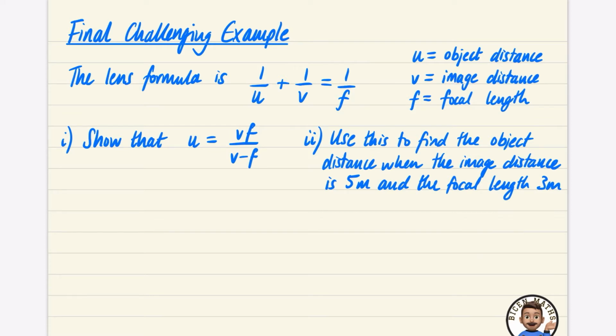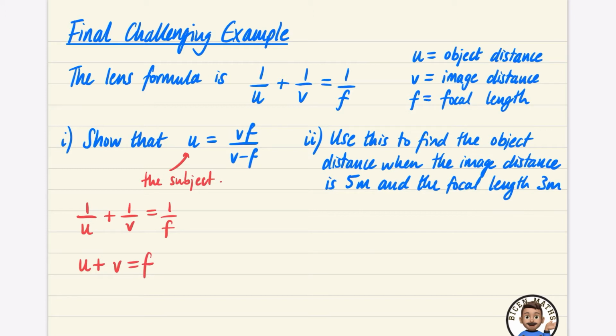And it first of all wants us to show that u equals vf over v minus f. In other words, it wants us to make u the subject. So we're going to start with 1 over u plus 1 over v equals 1 over f. Now sometimes people think, oh great, I can just take the reciprocal so that I get u plus v equals f. But let me show you why that doesn't work.